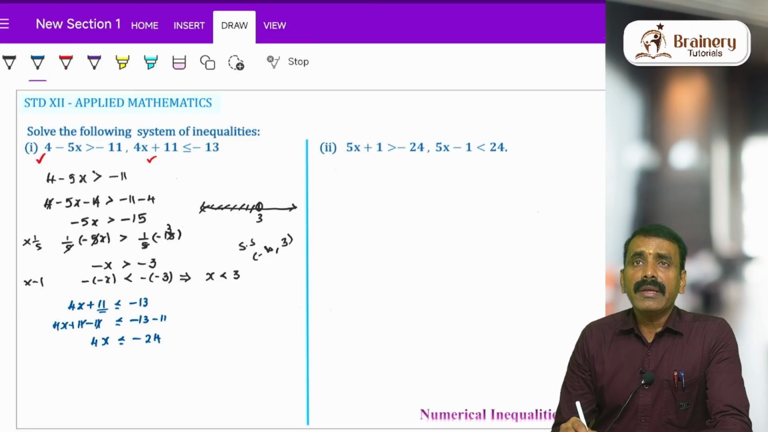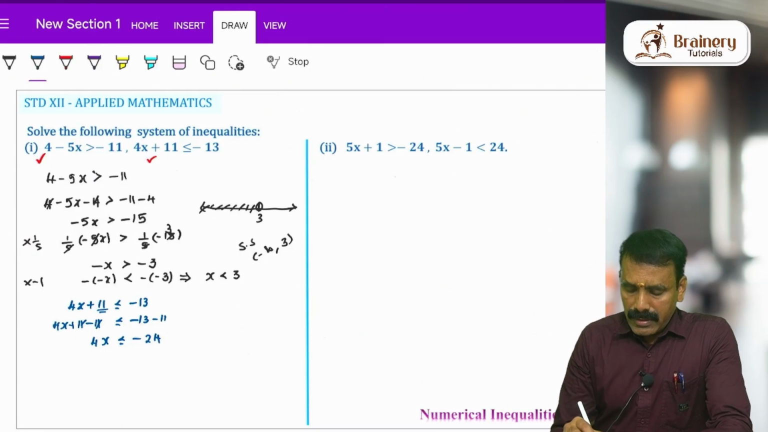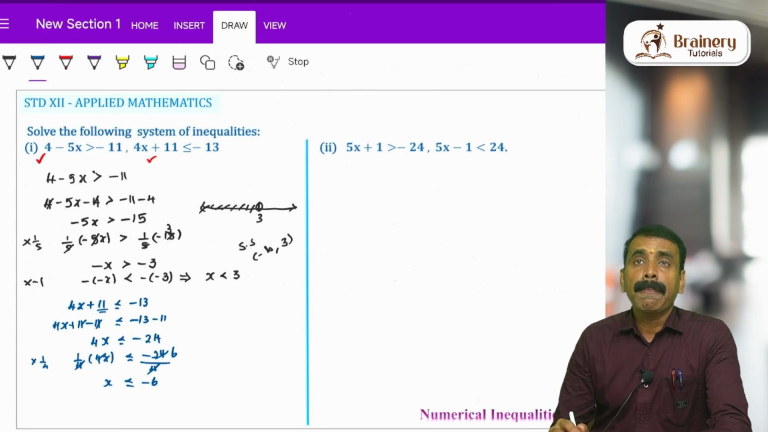Now I am having 4 multiplied with x on the left hand side. I want to remove that 4, so I multiply with the multiplicative inverse of 4. So multiply with 1 by 4, or in other words, we are dividing by 4. So 1 by 4 into 4x is less than or equal to minus 24 divided by 4. Here 4 cancels, so this is 6. So here we are having another solution set for the inequality, x less than or equal to minus 6.